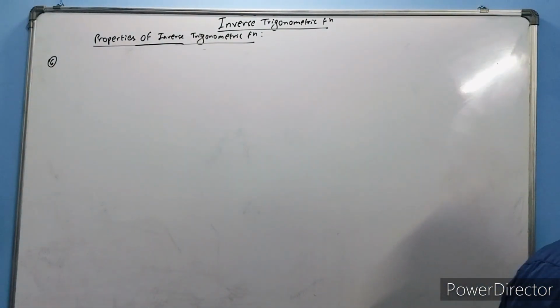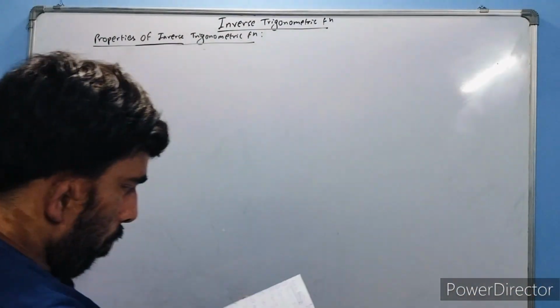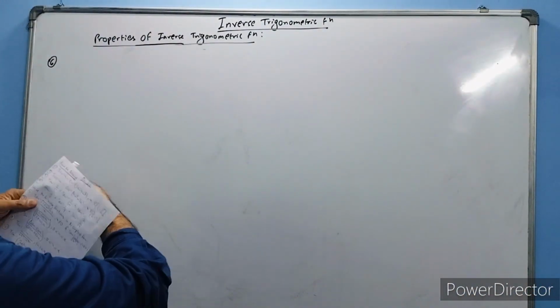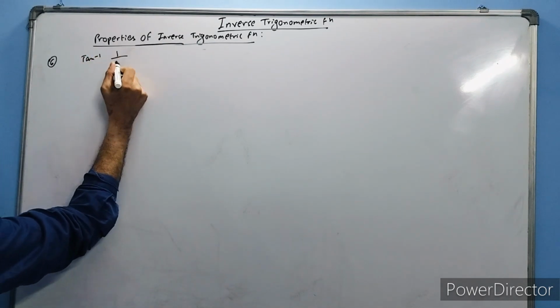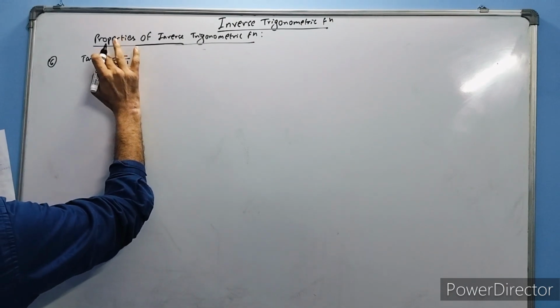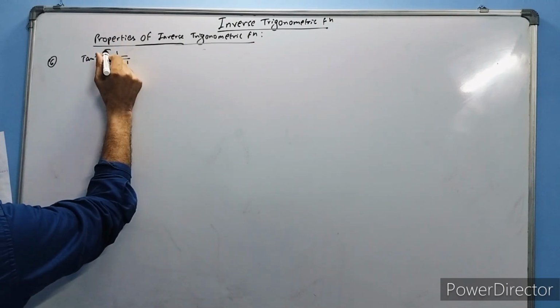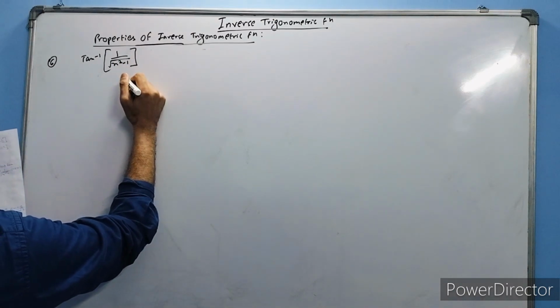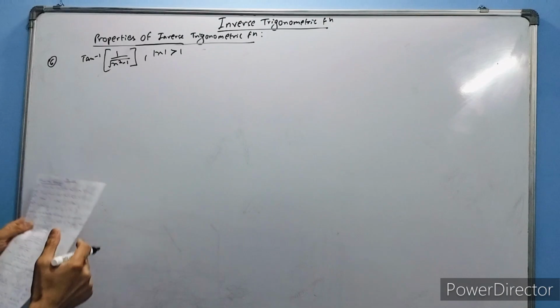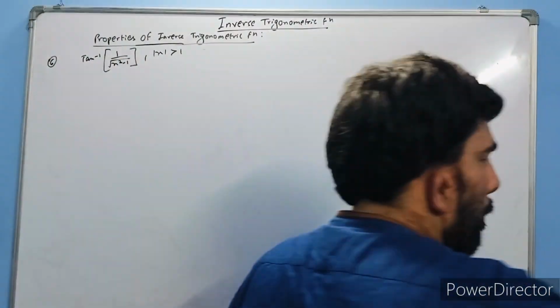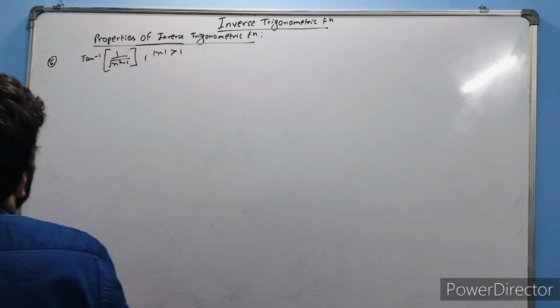The question they have given is tan inverse of 1 upon the square root of x square minus 1, and we have been given the condition. So tan inverse of 1 upon under root x square minus 1. What can we do here?